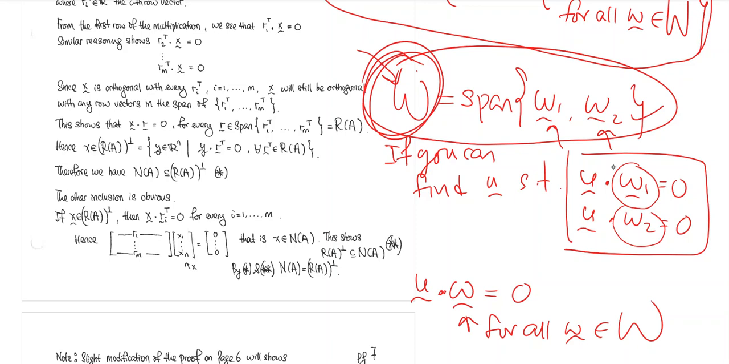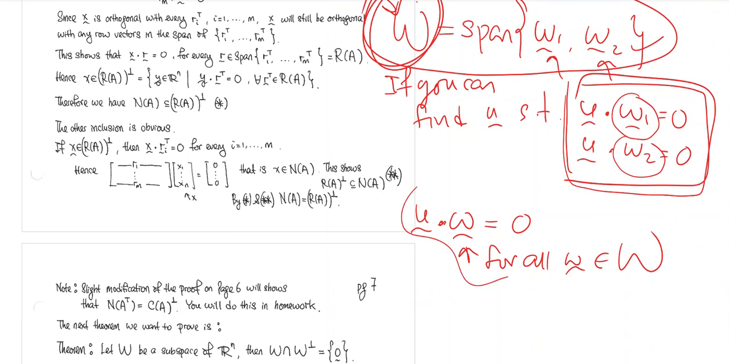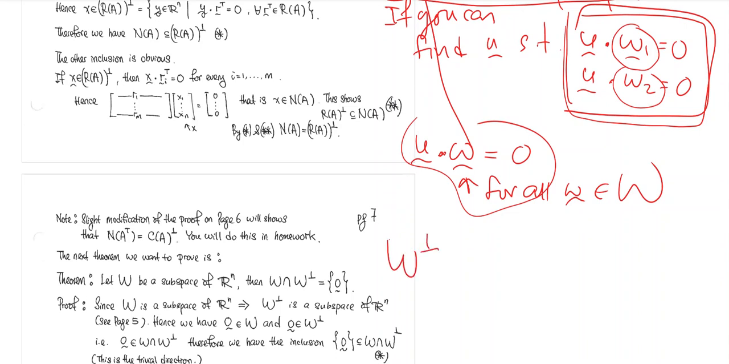That's the reason why, if the dot product with W1 and W2 is 0, then the dot product with the element that is in the span of W1, W2 will be 0. So in this case, W perp is actually going to be all the U in Rn, right, such that U dot W1 equals 0 and U dot W2 equals 0.